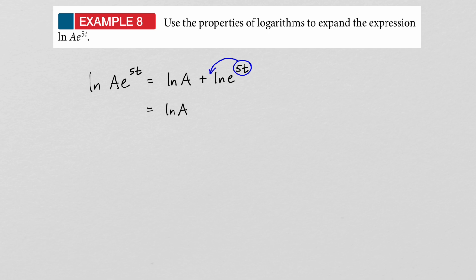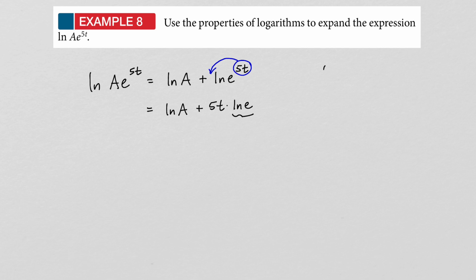So now let's use the properties of logarithms to expand the following expression. We have the natural log of a multiplied by e to the 5t. So because we have a product here, we can say this is equal to the natural log of a plus the natural log of e to the 5t. This allows us to bring the 5t down here as a power, and so this becomes the natural log of a plus 5t multiplied by the natural log of e.